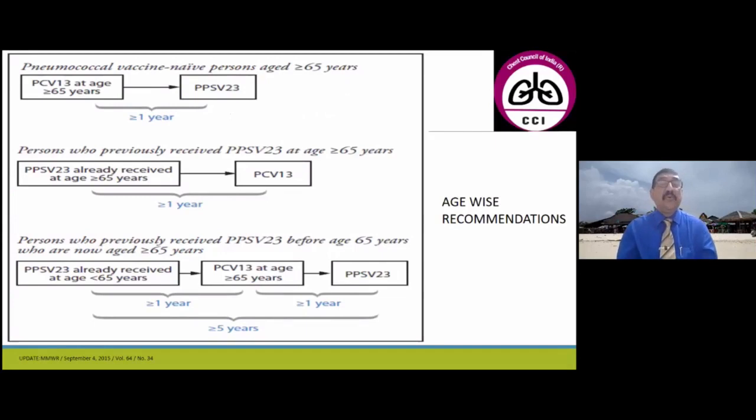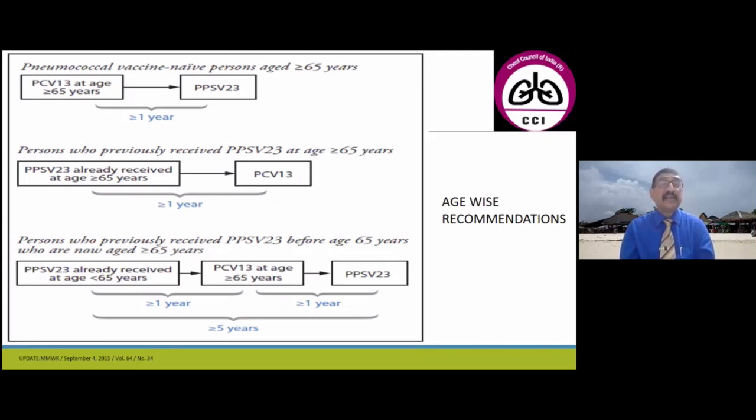So how to evaluate it? Pneumococcal vaccine naive persons aged more than or equal to 65 years. What is called a naive person? A naive person means you have to believe that person, and in that person vaccination history is not available. So when the age is 65 or more, you have to give a PCV13 vaccine followed by PPSV23 after 1 year. So the gap between PCV13 and PPSV23 should be 1 year.